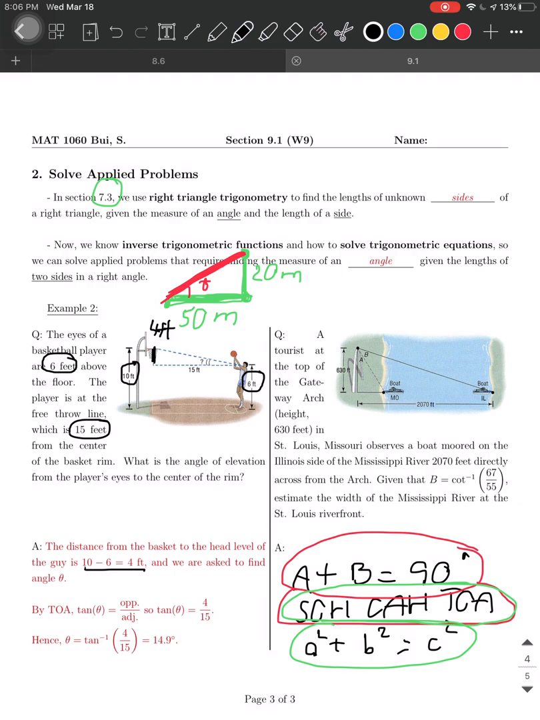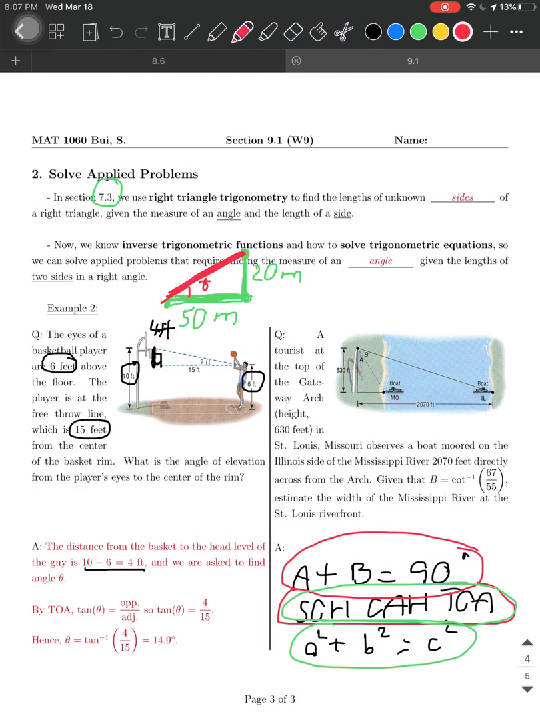And why do I need to pay attention to that little distance of 4 feet? Because that little distance, the black distance in here, is a part of the right triangle that we have. If you don't notice, this one is a right triangle, and the right angle is right here.